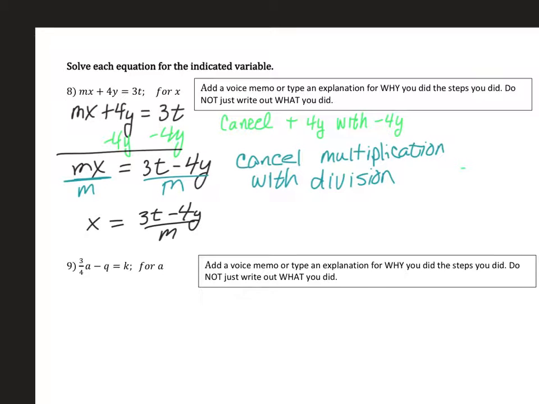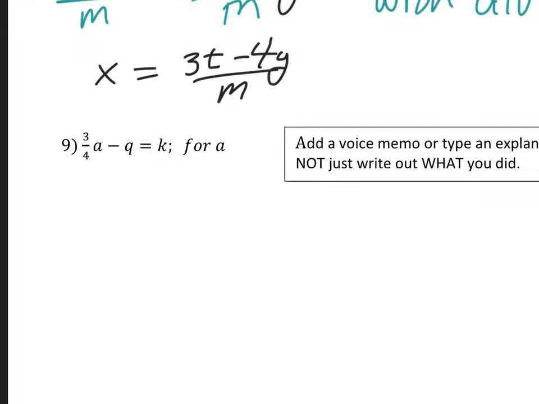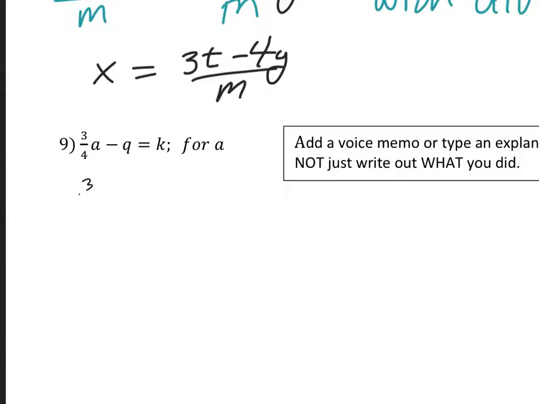Alrighty, last one, grand finale. So I'm going to rewrite this again down here. All right, so we know that we are trying to isolate a. We're trying to get a by itself. So off the top of my head, I noticed this minus q. So I'm going to start there.